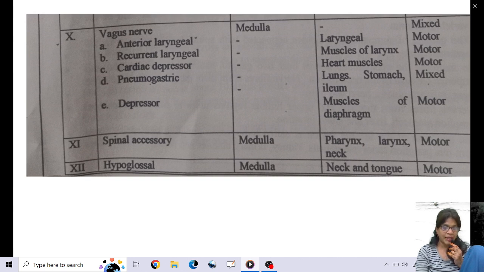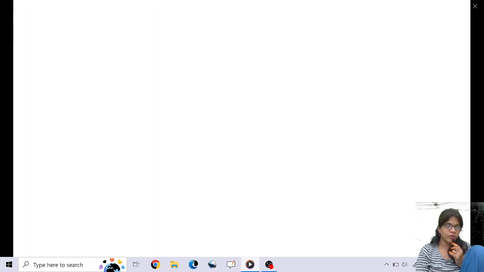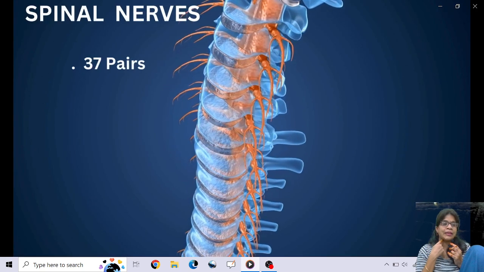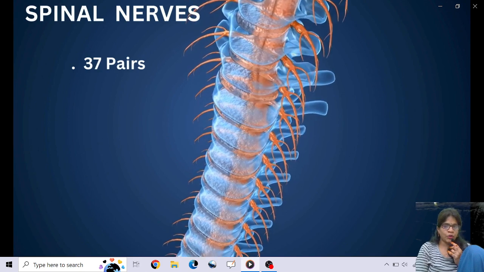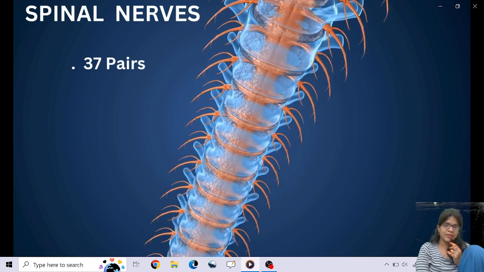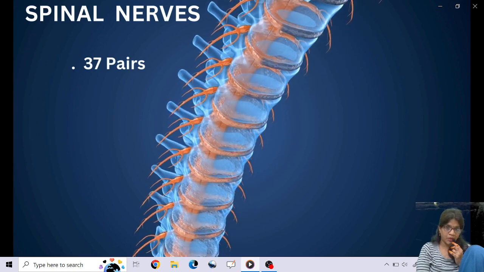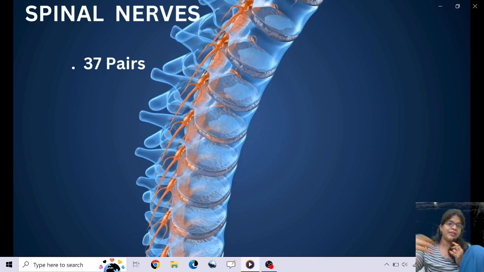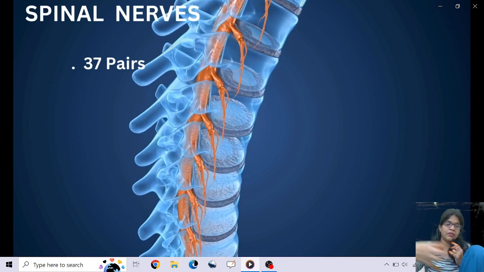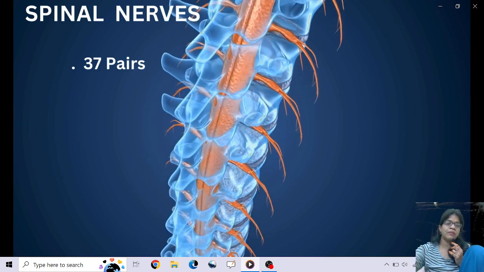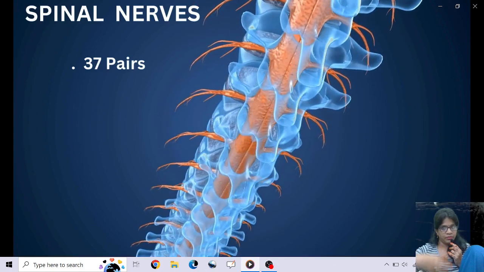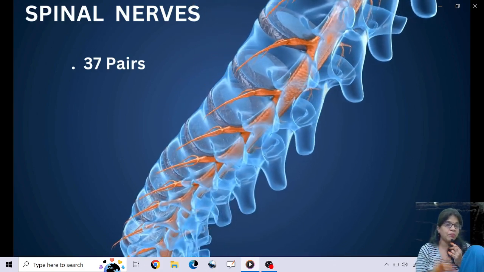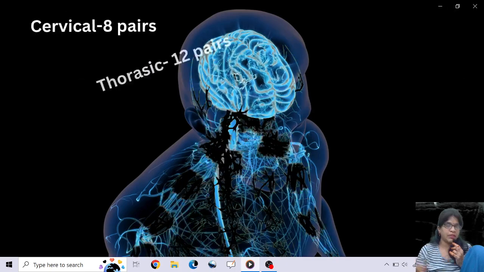You have the spinal accessory nerves, which arise from your medulla oblongata and reach the pharynx, larynx, and neck. You have the hypoglossal nerves, which reach the tongue. Now, if you go for the spinal nerves, we have 37 pairs of nerves arising from your spinal cord, reaching each and every region. Now let's see how the 37 pairs are distributed to other body parts.